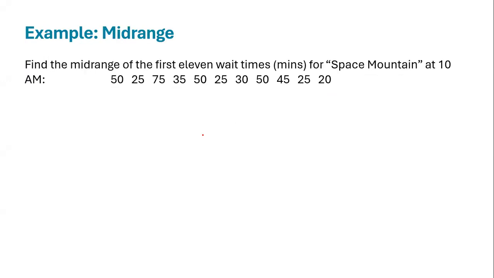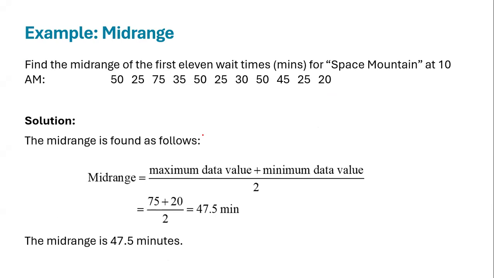Let's look at this example. If I want to find the mid-range in this example, I only need to know which number is the minimum and which number is the maximum. You can put the numbers in order if it helps you, or you can just find the min and max by looking at the data set. You see that 75 is the maximum number and 20 is the minimum number. So to find the mid-range, we add 75 and 20 and then divide by 2, which is 47.5. 47.5 is the mid-range of this data set.